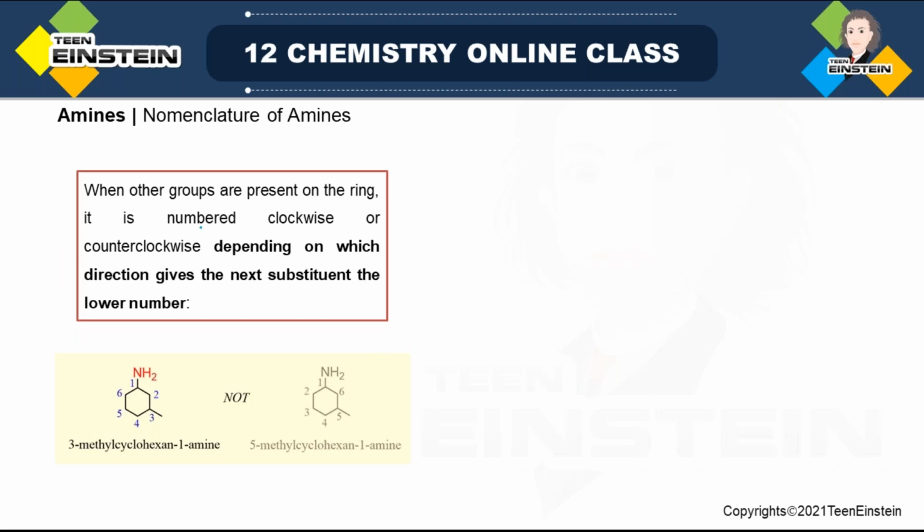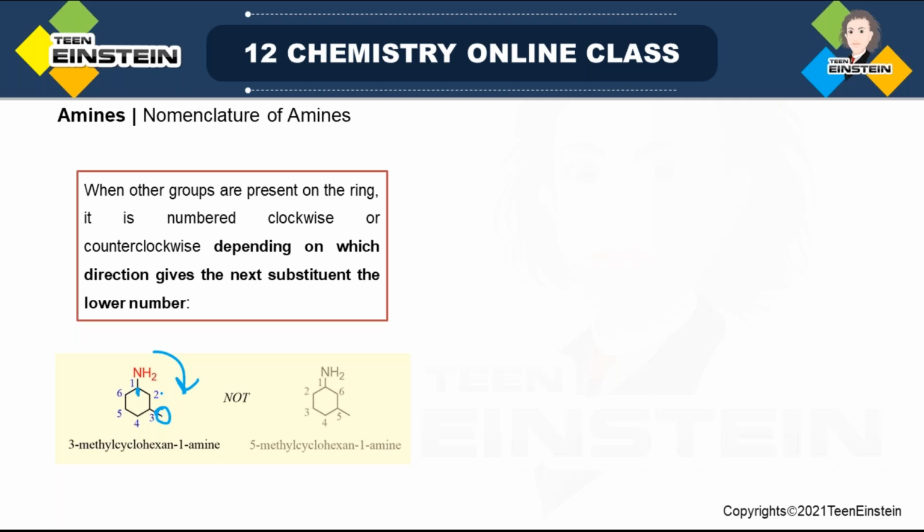Now, whether it will be moving clockwise or counterclockwise, that depends on which direction is giving you the lowest number possible. So suppose you have cyclohexane and NH2, just the previous structure, but now we have a methyl group extra also. Now the position of methyl, if you move clockwise, what are you getting? 1, obviously 1 will be this carbon, because NH2 has more priority than methyl.